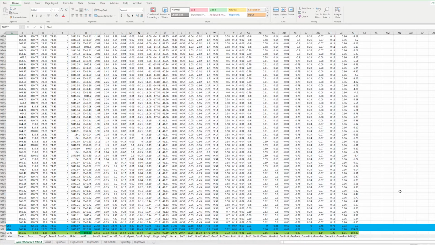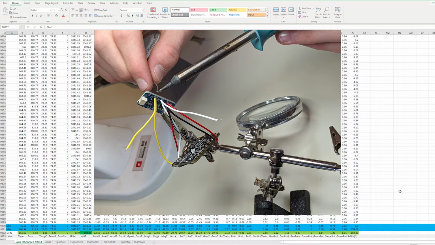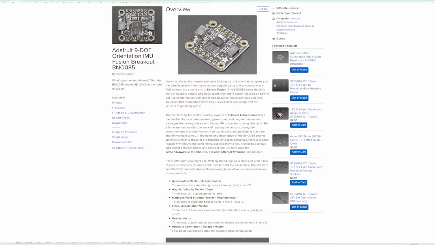Before we begin, I will stop for a moment to explain what our units are and how much sampling we get per second. We get 50 lines of data per second written to the SD card on the payload vehicle every 10 seconds. The acceleration is in meters per second squared. Angular velocity, or gyro, is in radians per second. Magnetic field strength is in microteslas. Linear acceleration is in meters per second squared. Gravity vector is meters per second squared.